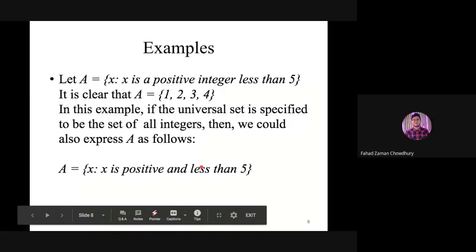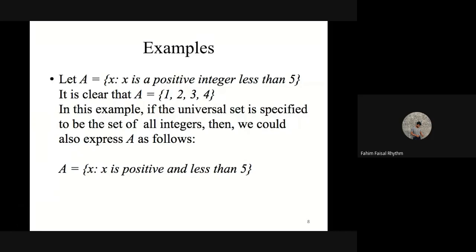If you specify positive integers, then we could only write x is less than 5, right? Yes, very good. If the problem said that the universal set is the set of all positive integers, in that case, you could have just written that x is less than 5.